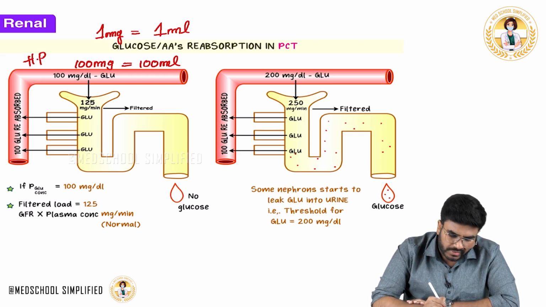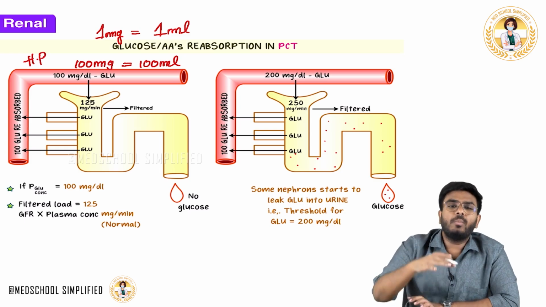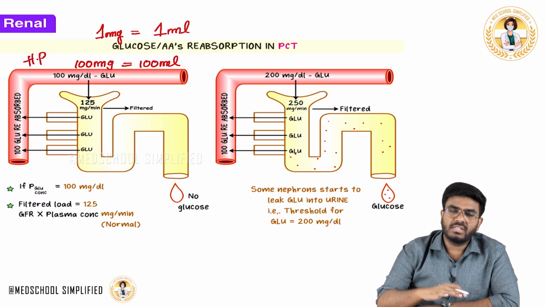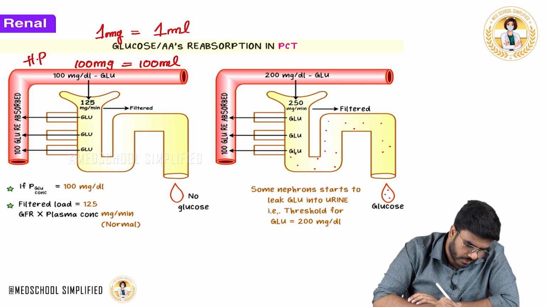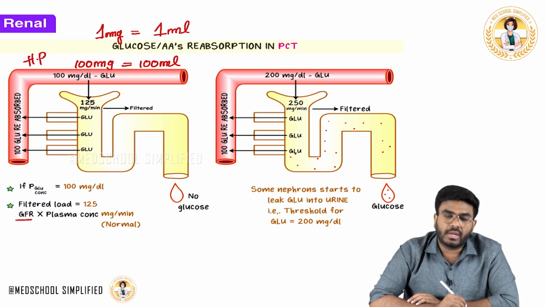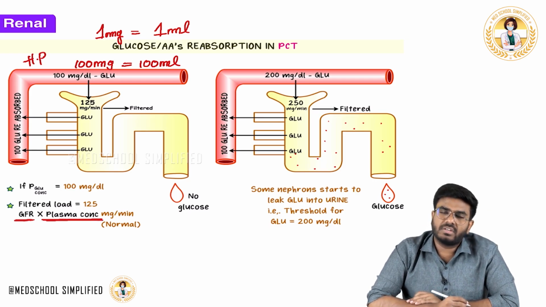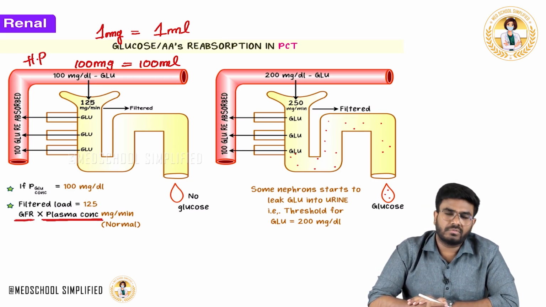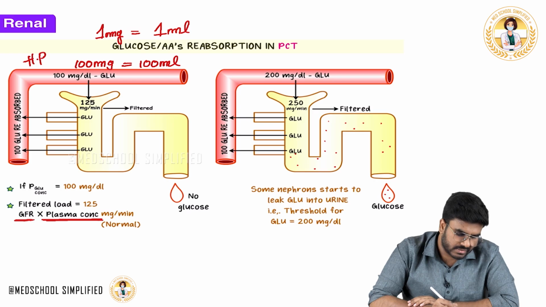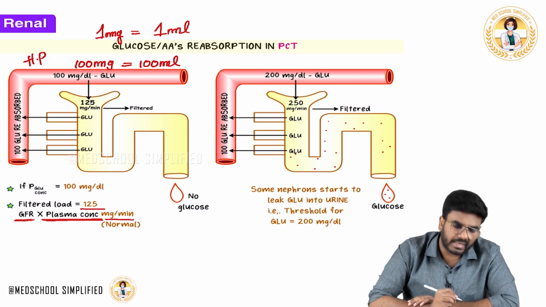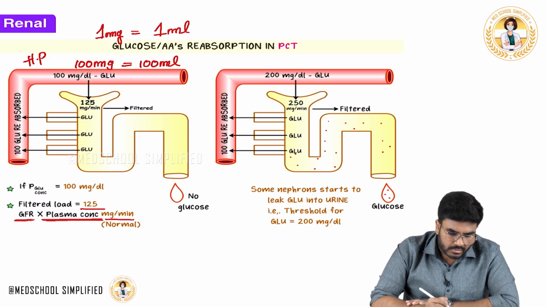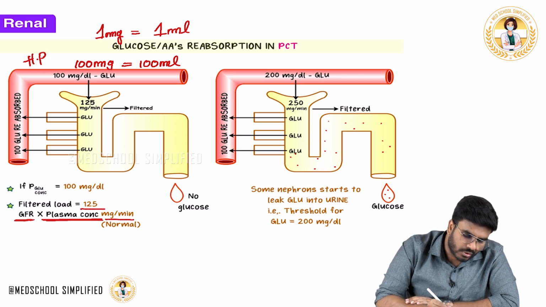What is the formula of filtered load? You need to know it. How much is getting filtered? What is the GFR? GFR is 125. The filtered load is GFR into the plasma concentration of the glucose. GFR is 125 and plasma concentration is 1, so 125 into 1 is 125. So the normal filtered load is 125 milligrams per minute. That is something normal. All the glucose will be reabsorbed, so there is no glucose coming out in the urine.